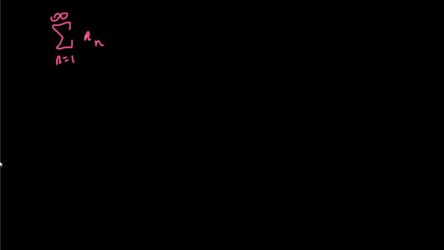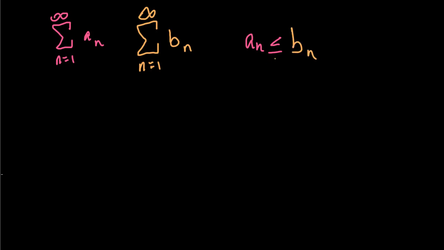And then say we have some second sum, with the same limits. We're going to go from n equals 1 to infinity of b sub n. Let's say, for simplicity's sake, that our sum of a sub n is less than or equal to our sum of b sub n. So this is what we're given. We're given two sums, and we know that one is less than or equal to the other. How does this help us?